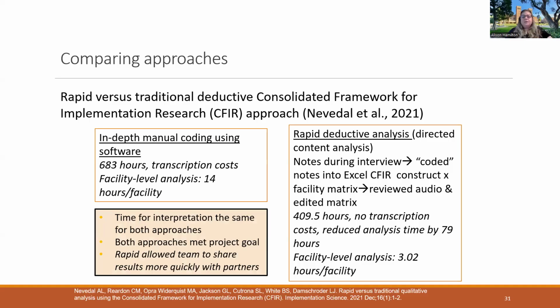I just want to draw your attention, and I won't get into it in the interest of time, to a really helpful paper by my colleague Andrea Nevedal and others, including Laura Damschroder, who developed CFIR, where they compared RAPID to a more framework-driven manual coding approach. It was a very, very careful analysis, looking at the time spent, costs, and what they got out of both approaches. So they compared this coding to rapid using CFIR.